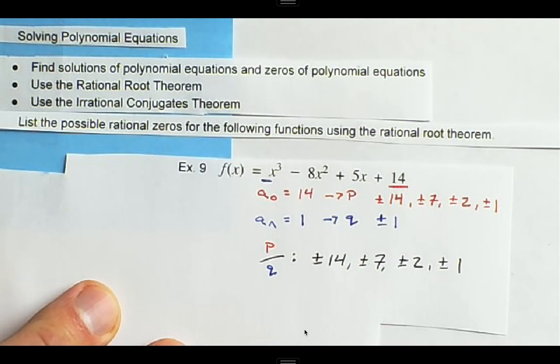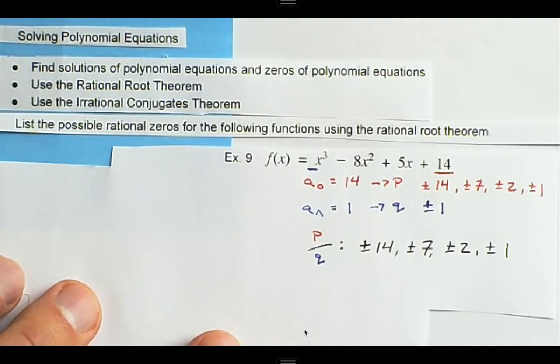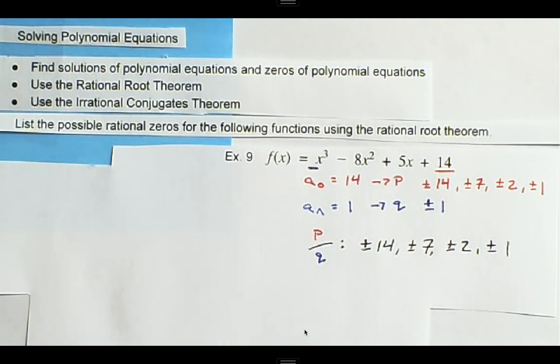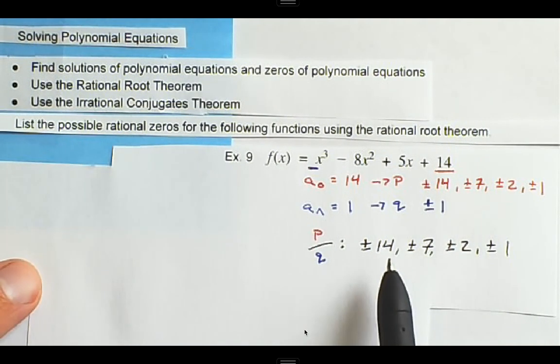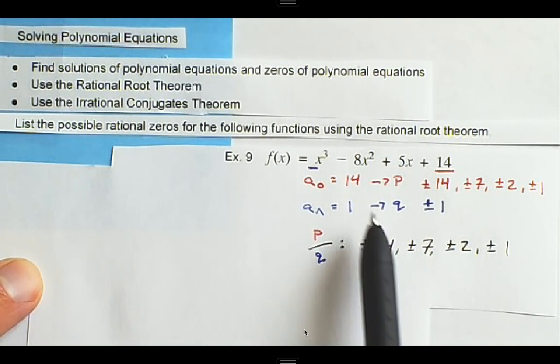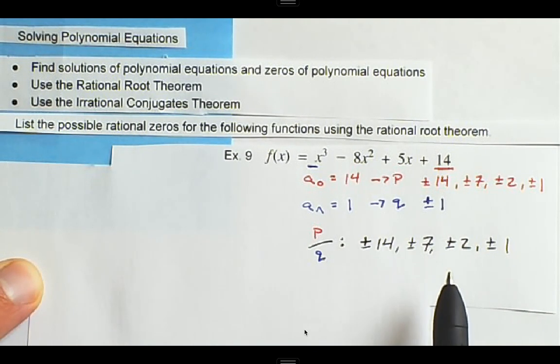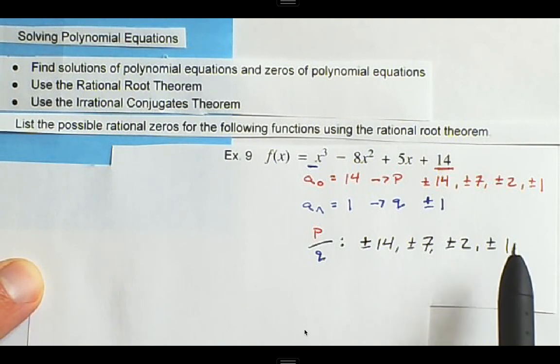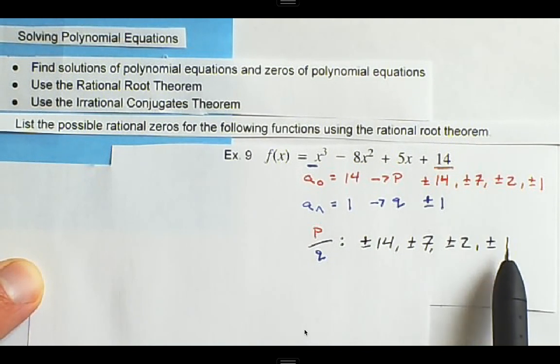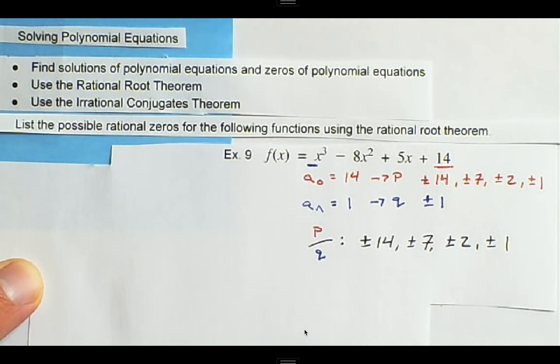Okay, so now we're going to explore a little bit further. How does that help us? So if there is a rational zero for this polynomial, it has to be one of these values. And so we're going to check the values. I'm going to start with positive 1 and see what happens. So we're going to use synthetic substitution.